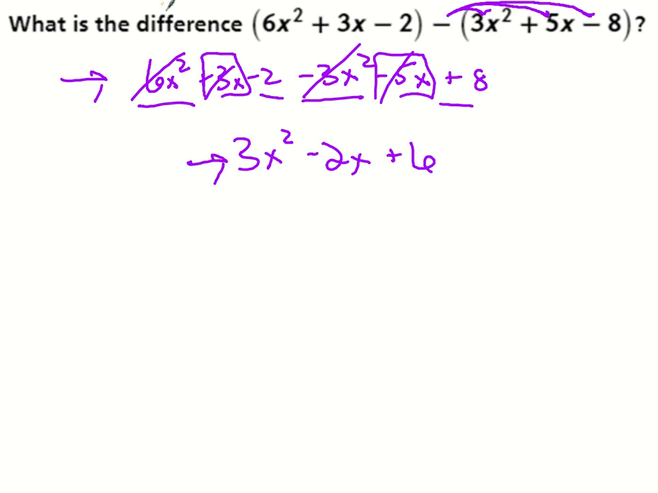Another way I could do this, you could line it up vertically as well. Some people like to do this. So I could have done 6x squared plus 3x minus 2.